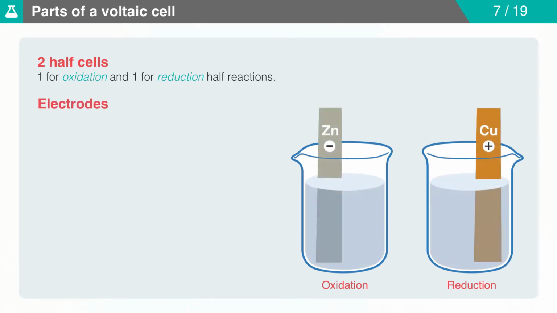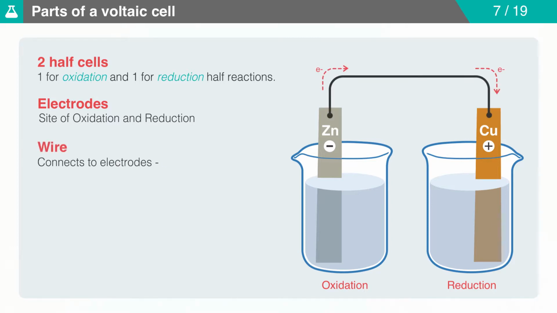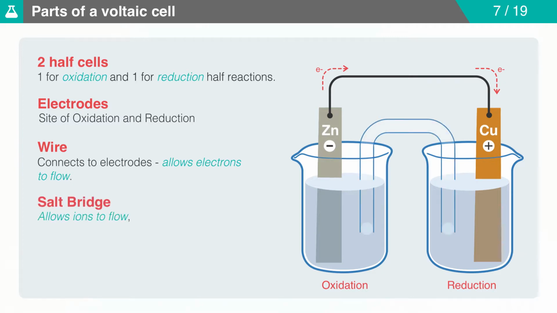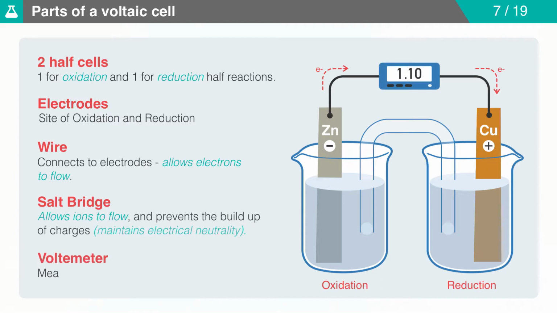We have electrodes, the metals here. These are the sites of oxidation and reduction. We have the wire for electrons to flow. And we have this tube, the salt bridge. It allows ions to flow, and it prevents the buildup of charge. It's going to maintain electrical neutrality, and we'll talk about that later. And lastly, we have a voltmeter, which measures the electric current in volts.